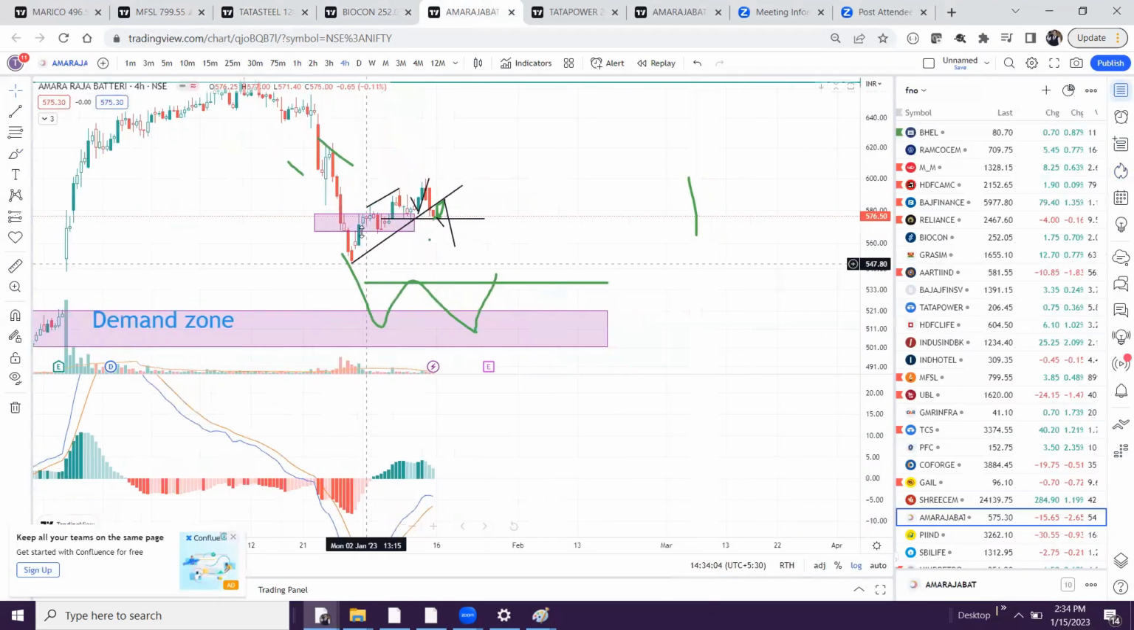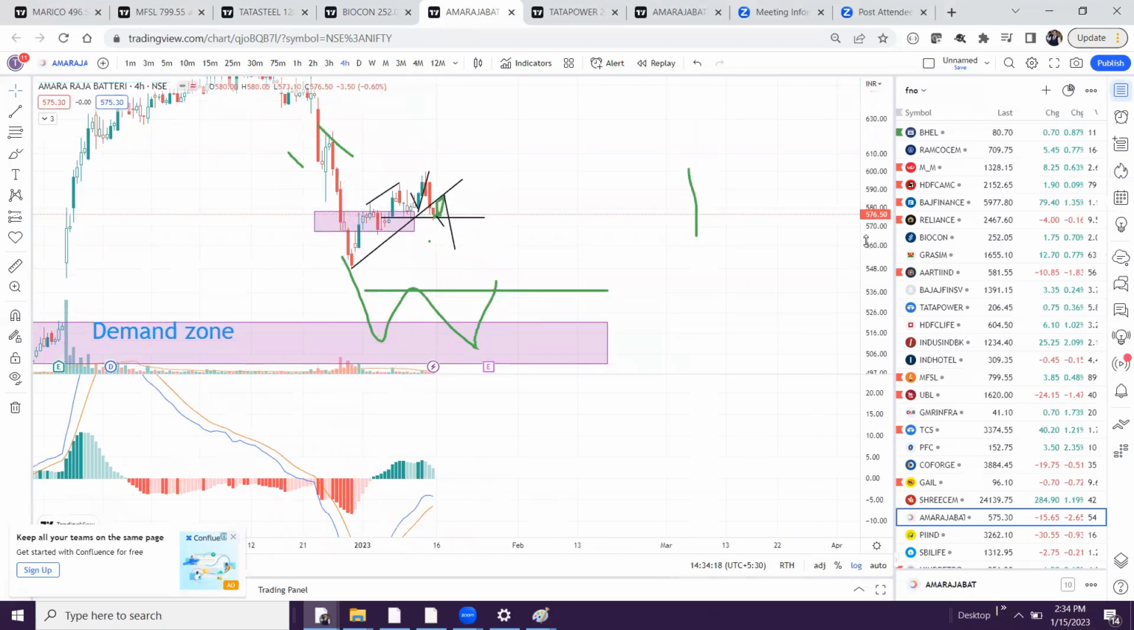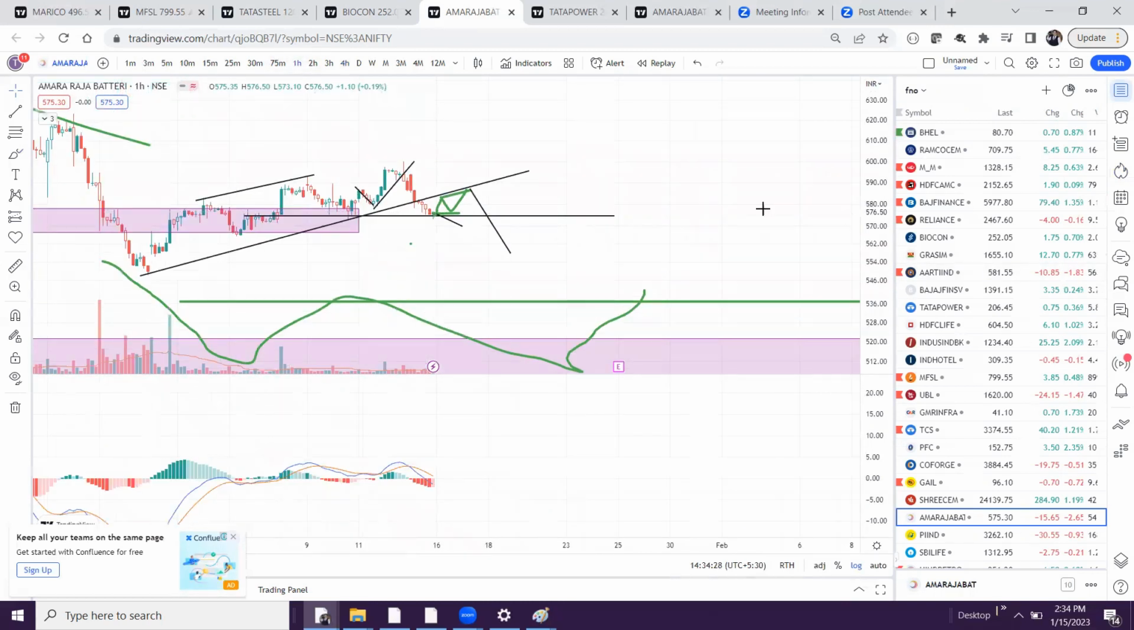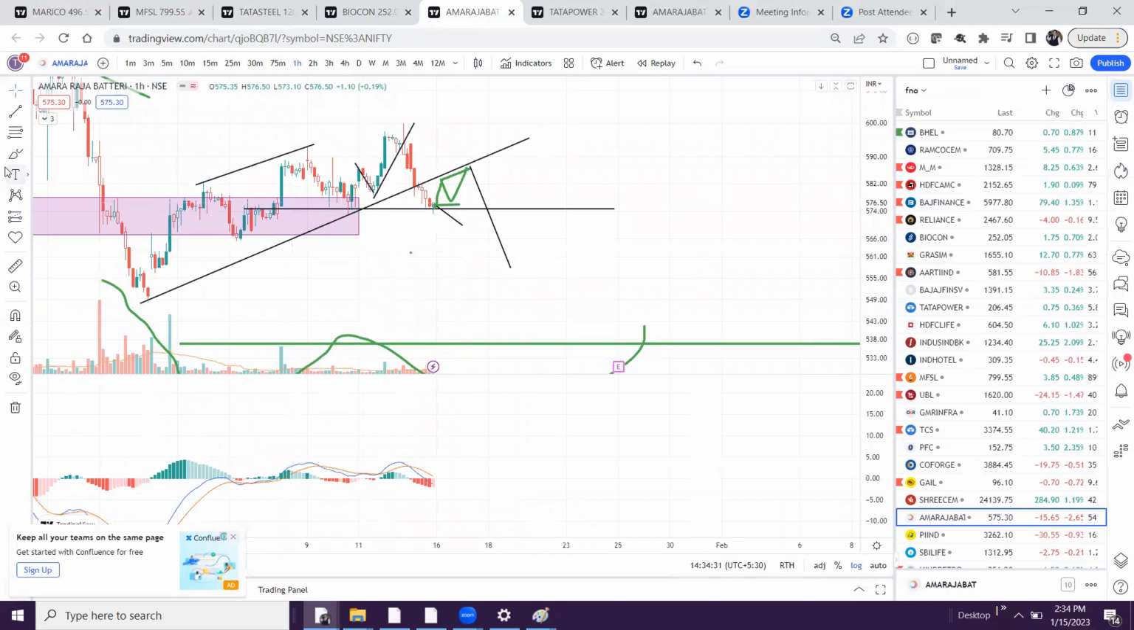Now, previously in my Amaraja Batteries analysis, I had said that the Amaraja sector will go up from this area as it was showing divergence, but this up move can be a corrective structure also. So from this 540 level it has reached around 600 also. But now you can see if you go to the hourly chart, this has broken this trend line. So now we can expect some small down move.